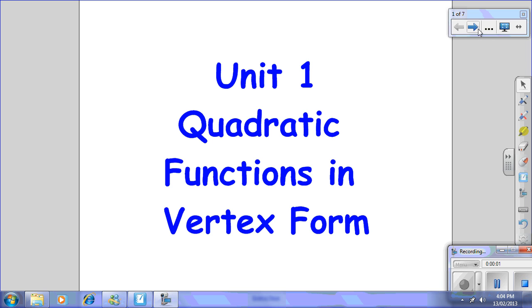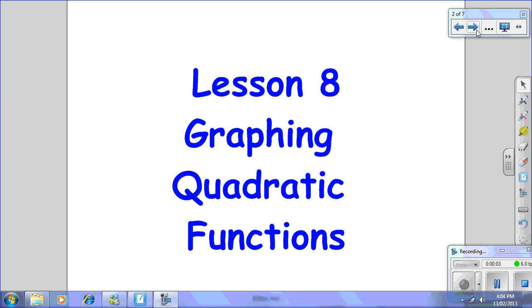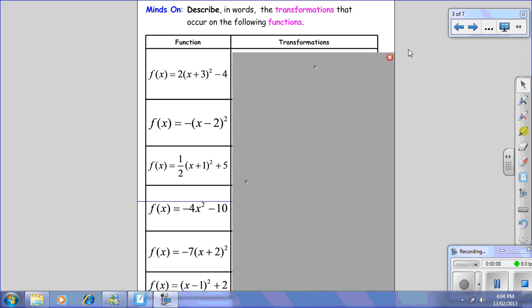More with quadratics in vertex form. Graphing quadratic functions. In order to graph quadratic functions that have more than one transformation in them, we need to consider what the transformation means.